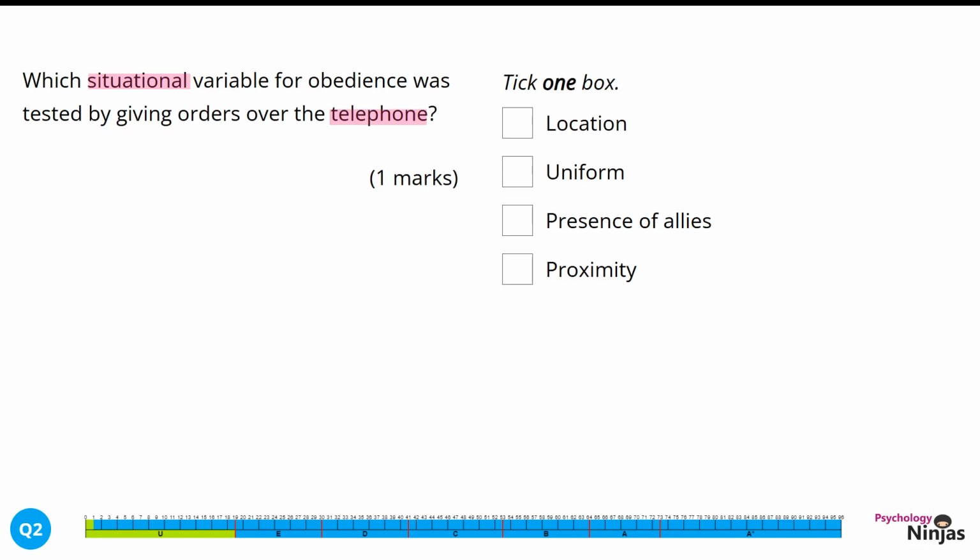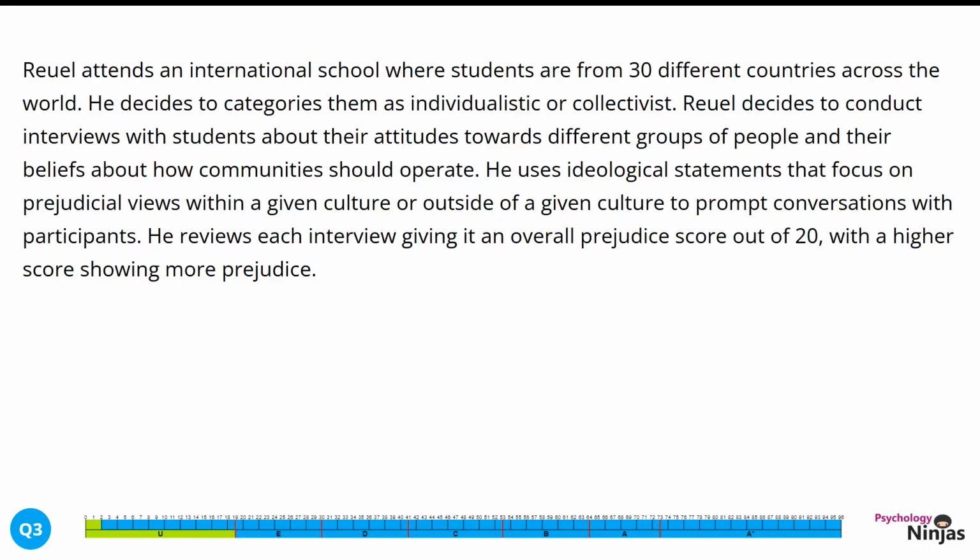Next, we have uniform, which would affect the strength of the authority figure. Presence of allies would be a fellow dissenter or someone not following the orders. This would not be affected by giving the orders over the telephone. Next, we have proximity. This is the distance between the person giving and receiving the orders. This would be affected by giving orders over the phone, and therefore we select proximity as our situational variable.